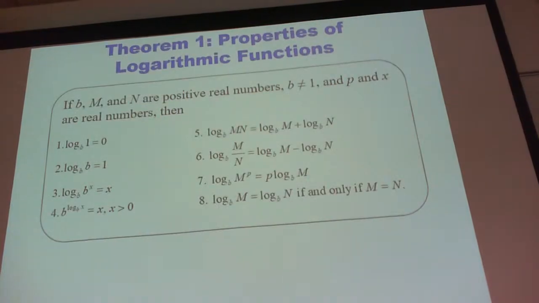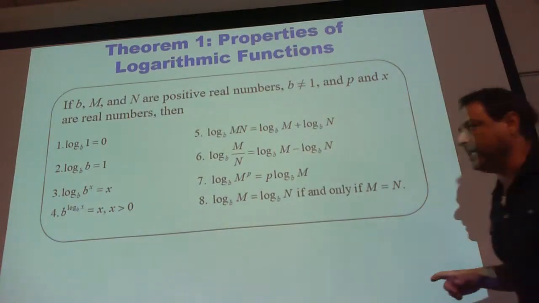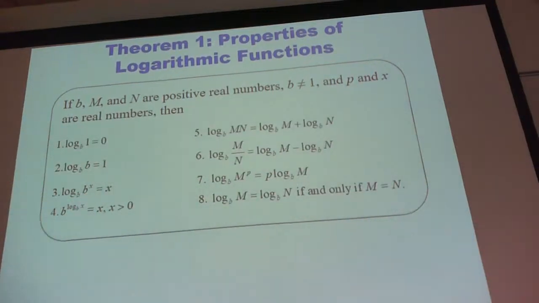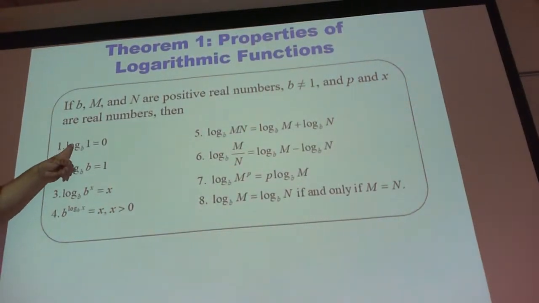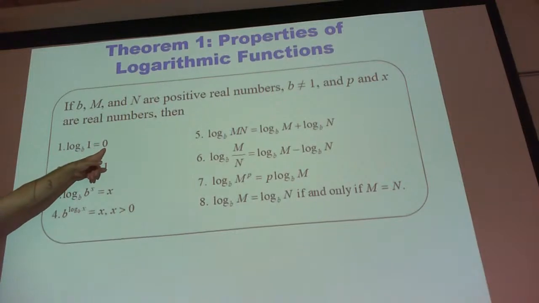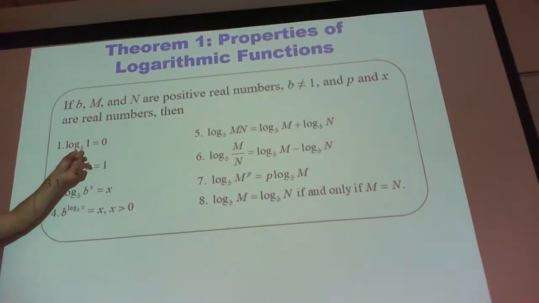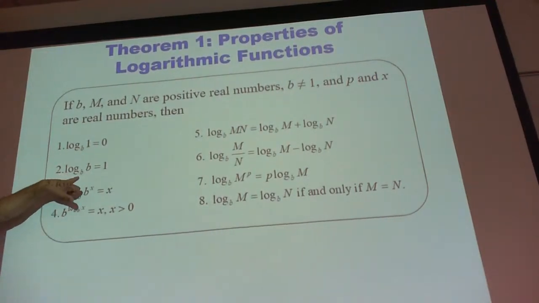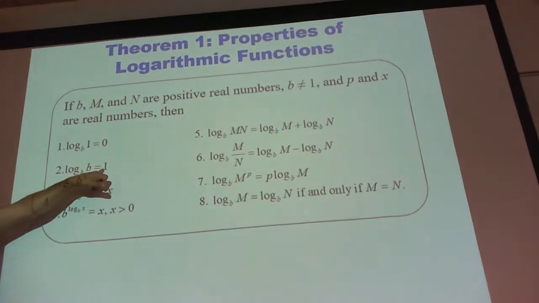Now, there are a lot of rules here. And again, you have the slide. Don't worry about it. You can take a picture of it if you want. But you have all these rules, and I want to make sure they make sense. These can come in handy when we deal with logs. Log base b of 1 is 0, because b to the 0 is always 1, no matter what that base is. Log base b of b is 1, because b to the 1 is always going to be b.